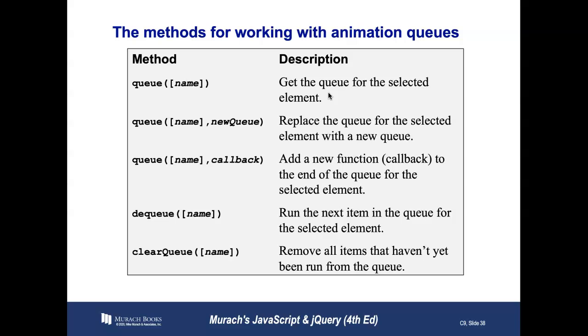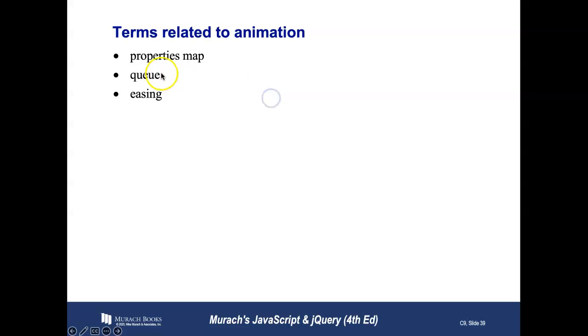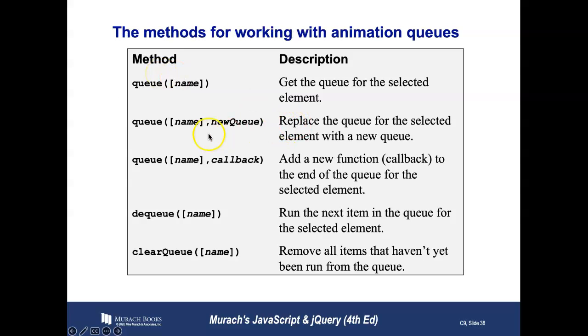So animation has cues. You have that chaining that we just learned, but there's also a way to hold a cue for something to happen later. And you can time that. You can actually control what happens in what order, and you can animate a whole page. And so this is what you have. You have the cue. Get the cue for the selected element. So whatever it is, you're going to use it. And then you're going to replace that with this if you want to replace it. This adds a new function or callback to the end of the queue. This will remove the queue, so it basically runs the next item in the queue for the selected element. And this will remove all elements that haven't been run from the queue.